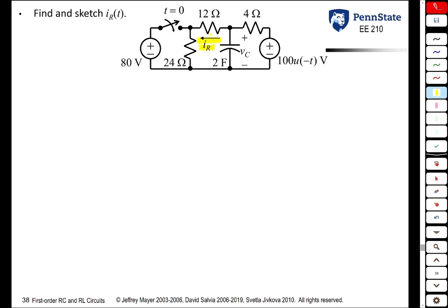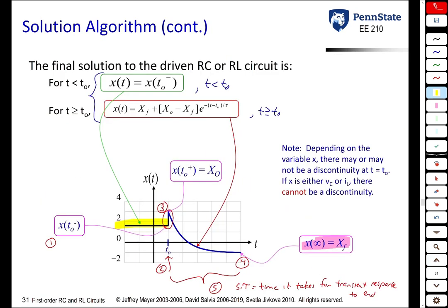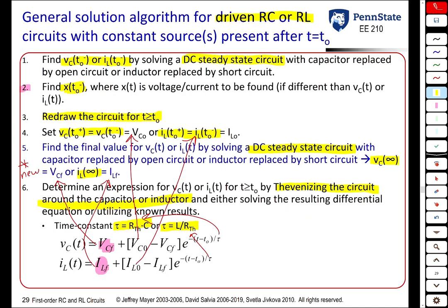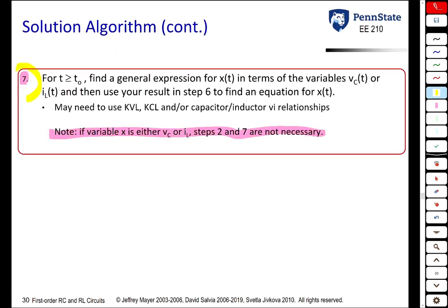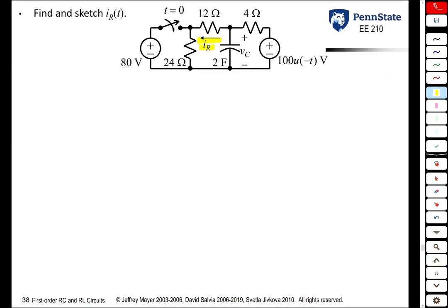If you think back to our algorithm, there are these two steps, step 2 and step 7, that we did not have to worry about before. Step 2 and step 7 apply only if the variable that you're looking for is something other than Vc or IL. In this problem, that's exactly the case. The variable we're looking for, x, is IR. Since it's different than Vc, we now have to worry about steps 2 and 7.